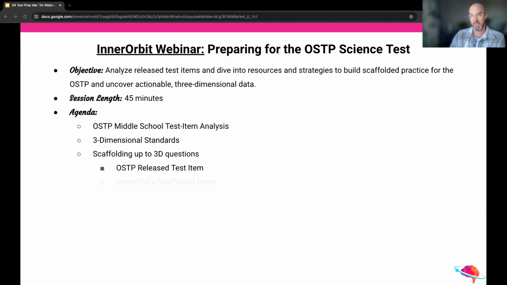And within the lens of that, we'll dive back into a released test item, and we'll talk about some of Inner Orbit's scaffolded items. So to give you sort of a frame for how to think about scaffolding sense-making, that's the goal here. And then we'll also talk about using phenomena for test prep.